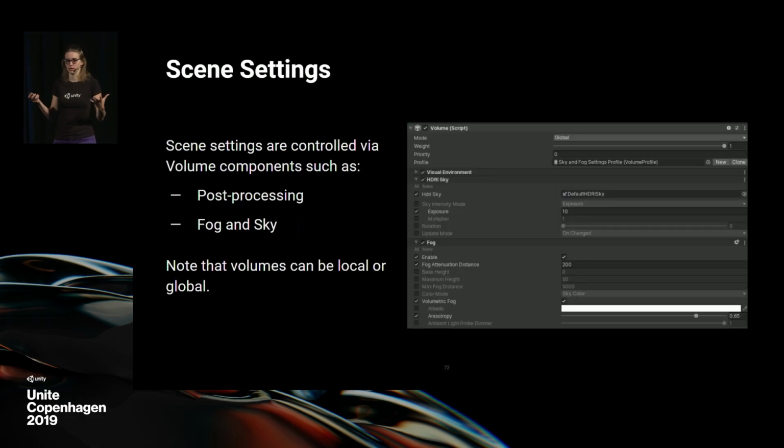And then you have scene settings. So what you're going to see on the screen. So all of these are handled via volumes. This is very different from the built-in rendering pipeline. So you can have local volumes, you can have global volumes, they can blend together, they can transition, you can have a priority. There's a lot you can do, so you're going to have to play with that. In this example, I have a new volume where I basically changed the sky and the fog.